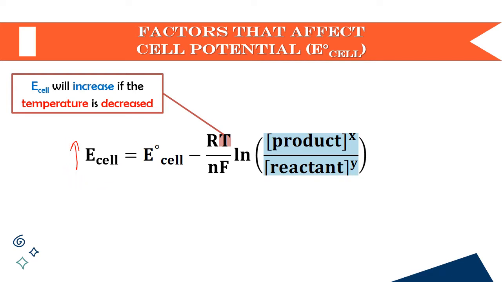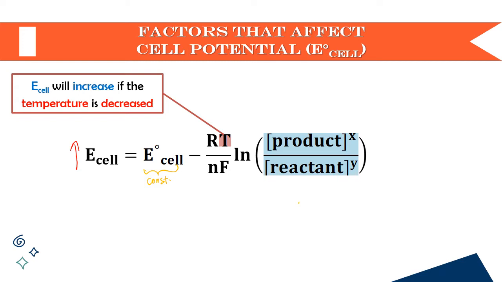I want a big E cell. Okay, so the value of the E naught cell is constant. This value over here is constant. What do I mean by constant? The calculation is based on the value given in the SRP table, which we cannot change. So that's why there's nothing we can do on the E naught cell.